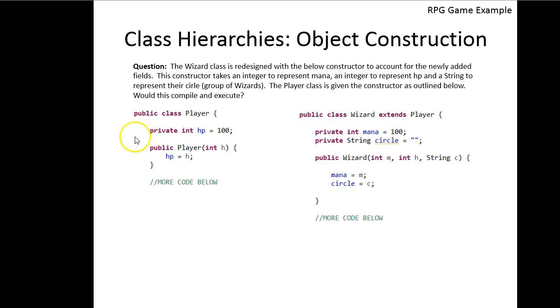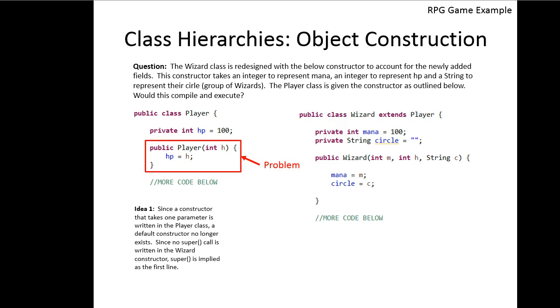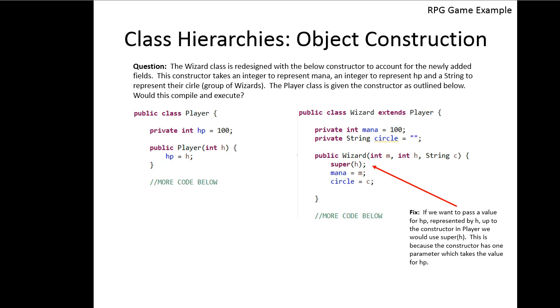So if we look at the player class, there's no default constructor. Remember, when we write a custom constructor, that default constructor goes away. So that's the problem here. Since a constructor that takes one parameter is written in the player class, a default constructor no longer exists. Since there's no super call written, super with no parameters is used by default. Therefore, this won't run.